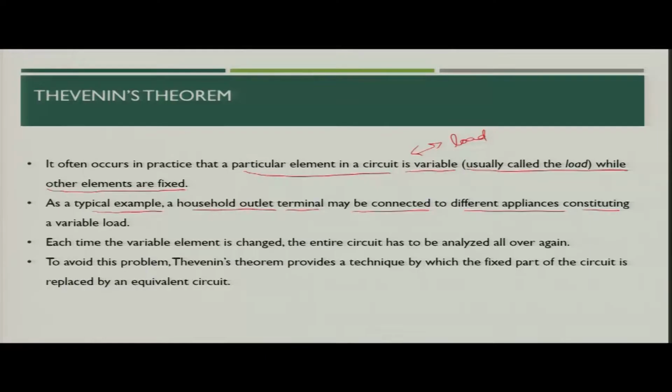To address that problem, the alternate way is to represent the equivalent of the power system network which is external to that particular plug point, and then analyze only that particular load or variable element in which you are interested. To solve that problem, we use the theorem called Thevenin's theorem, because it provides a technique by which the fixed part of the circuit is replaced by its equivalent circuit.